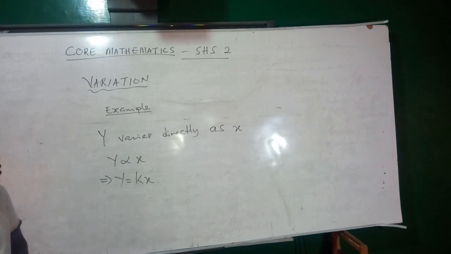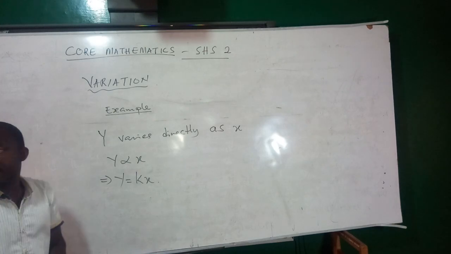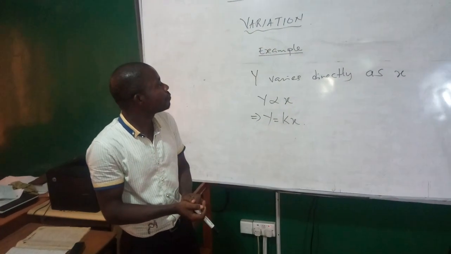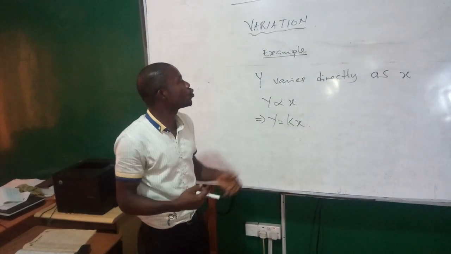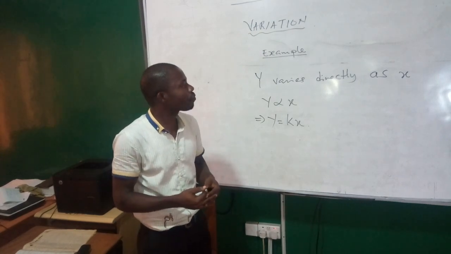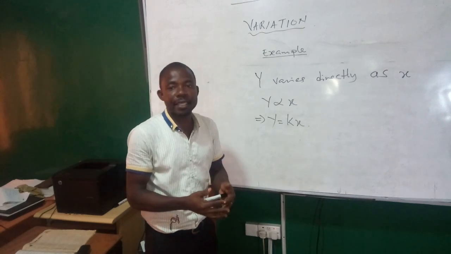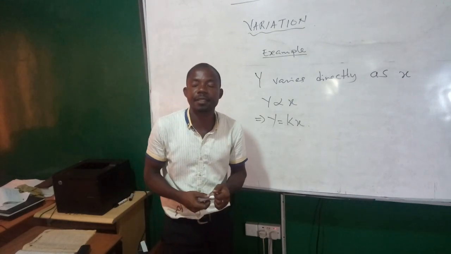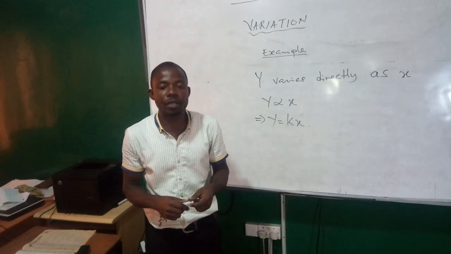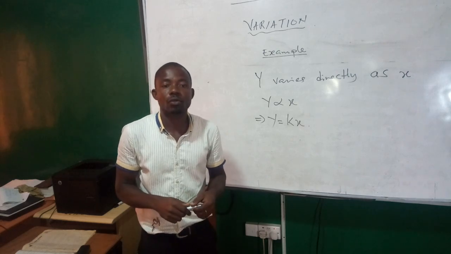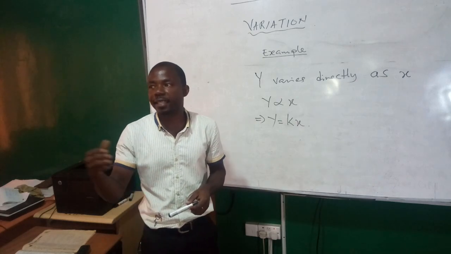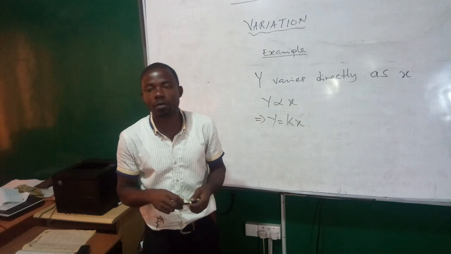Alright, students, gradually we are coming to the end of the lesson, and I want us to recap all that we've learned today. We started with the topic variation, and we said variation is the relationship between two or more variables, such that a change in one causes a change in the other variable or variables.